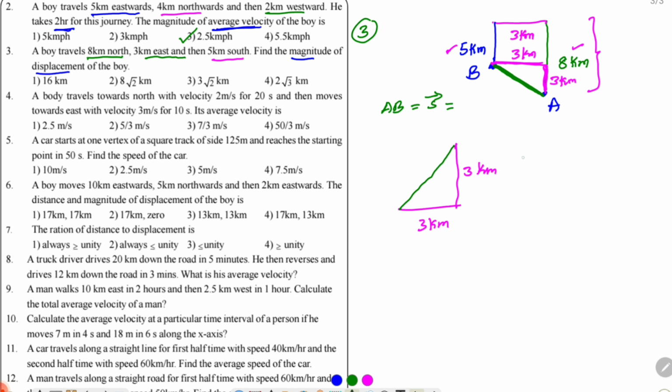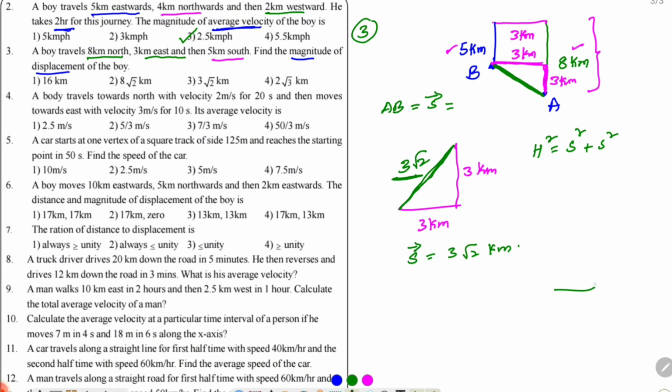So you know the formula already, right? Hypotenuse square is equal to side 1 square plus side 2 square. Use that formula, you will be getting this as 3 times root 2. So therefore displacement is equal to 3 root 2 kilometers. Do you know how I have written this as 3 root 2?